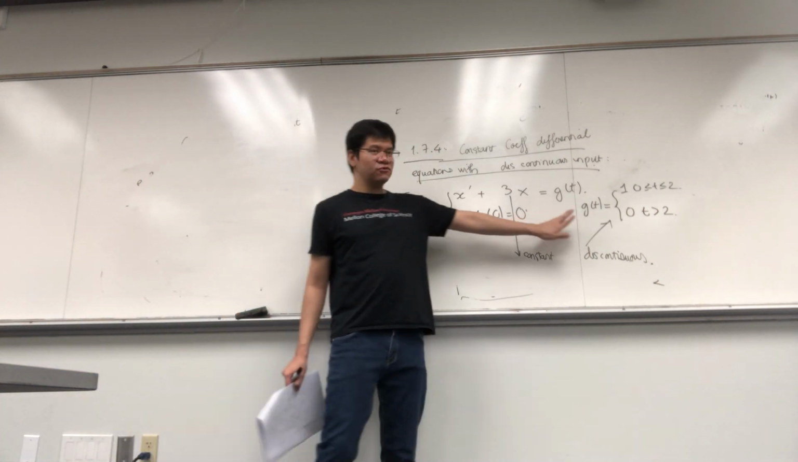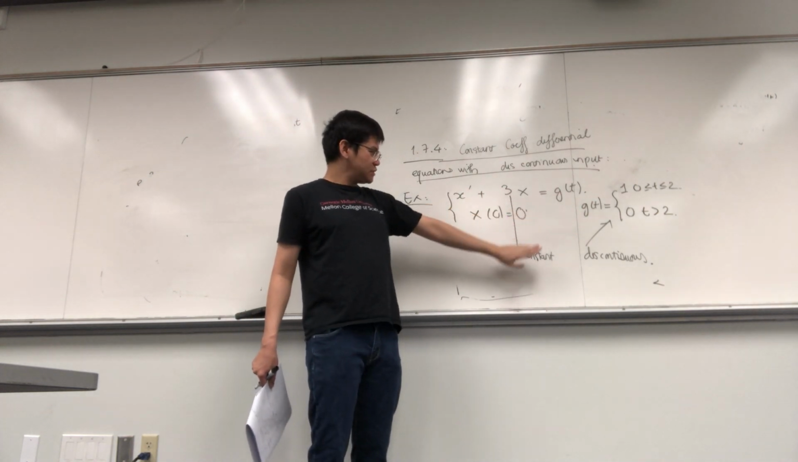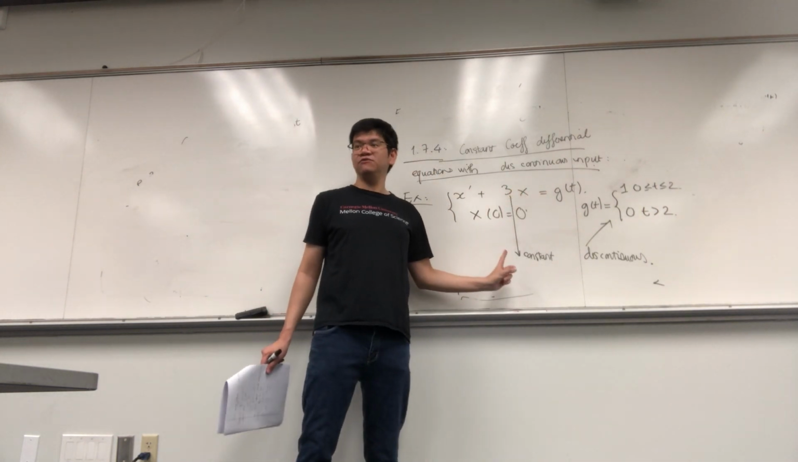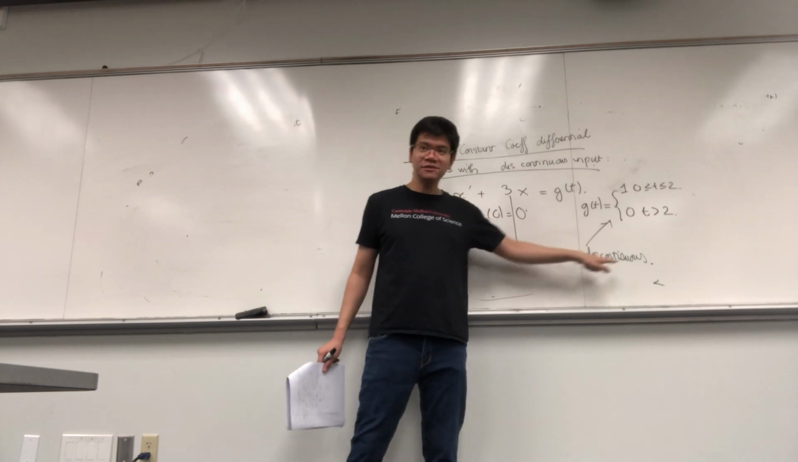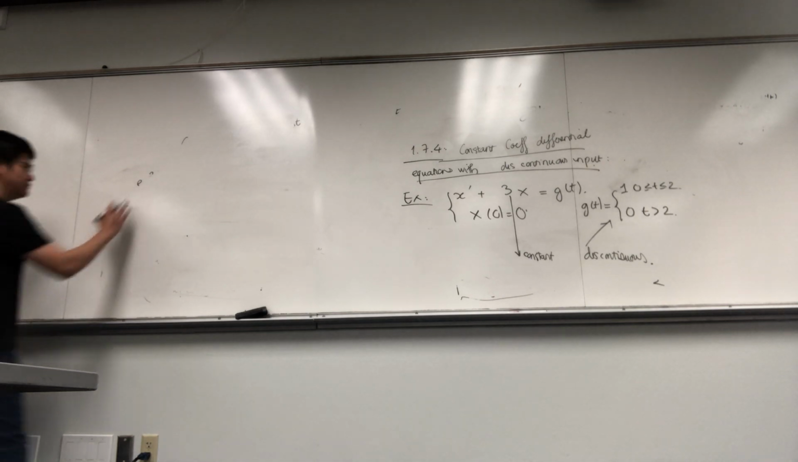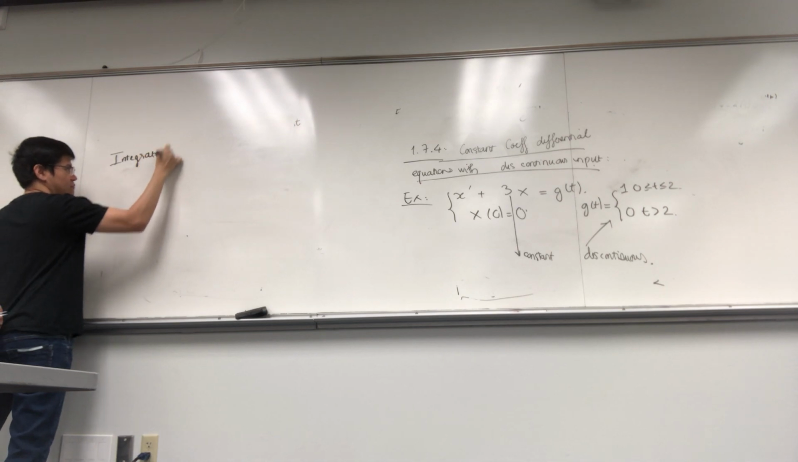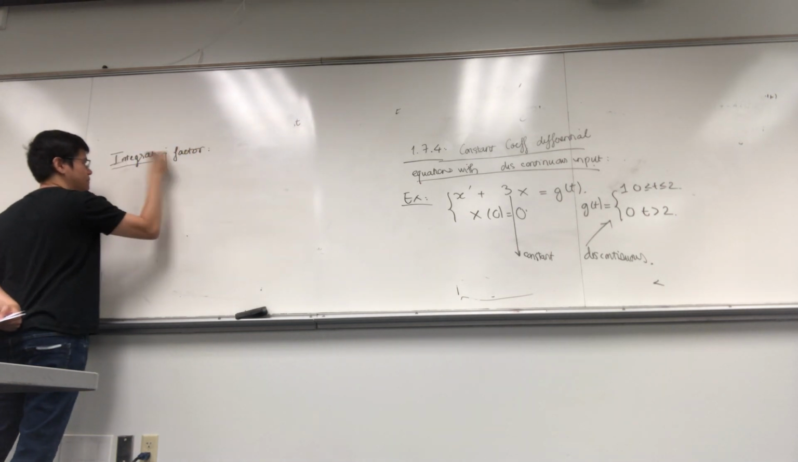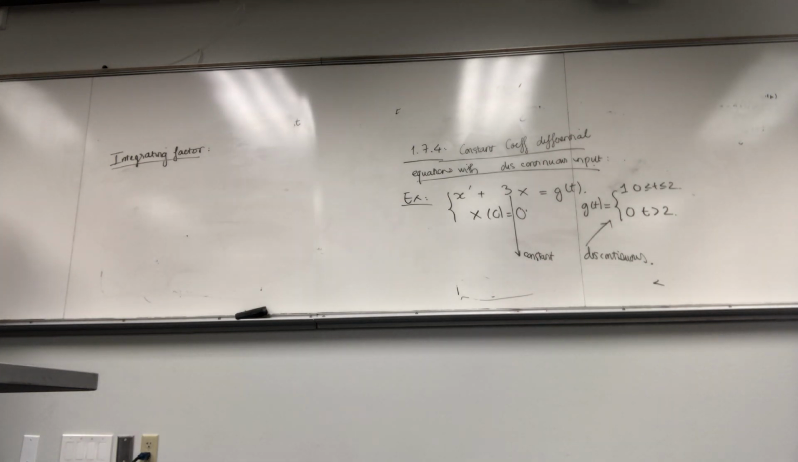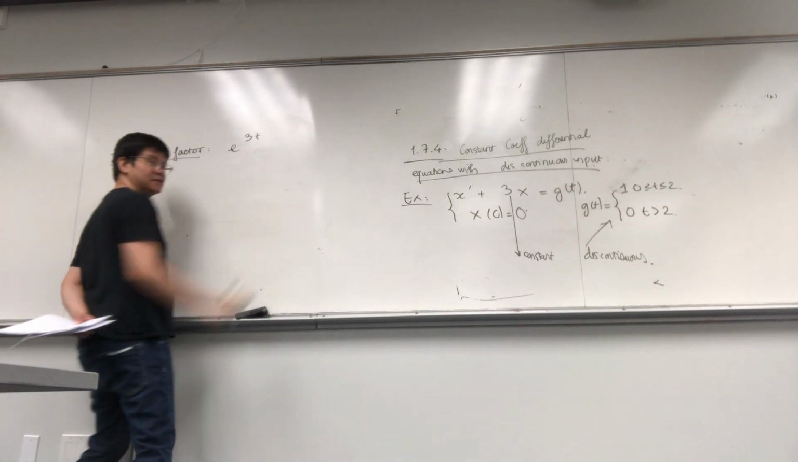This is a more difficult problem, right? You have x prime plus 3x is equal to g(t). So 3 is a constant coefficient, and this g(t) is a discontinuous input. But here I have an initial condition, right? So the first thing we have to find is the integrating factor. So what is the integrating factor in this case? Yes, e to the 3t. So the integrating factor will be e to the 3t, all right?